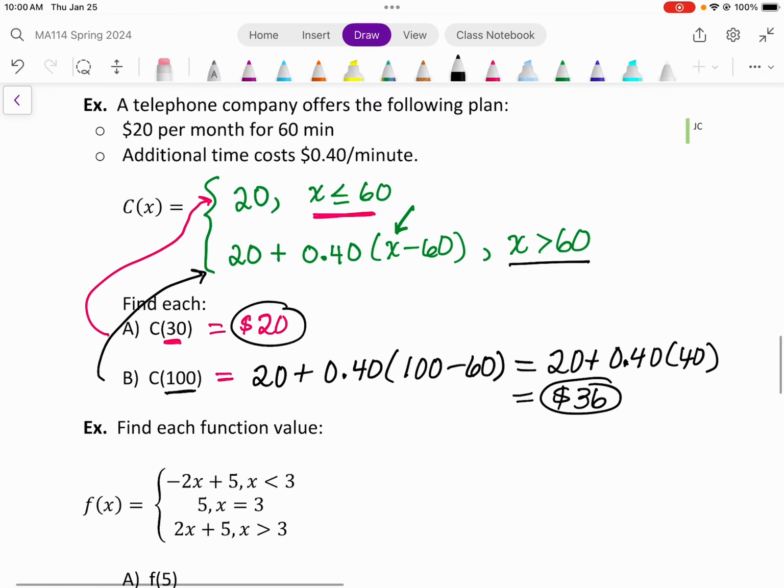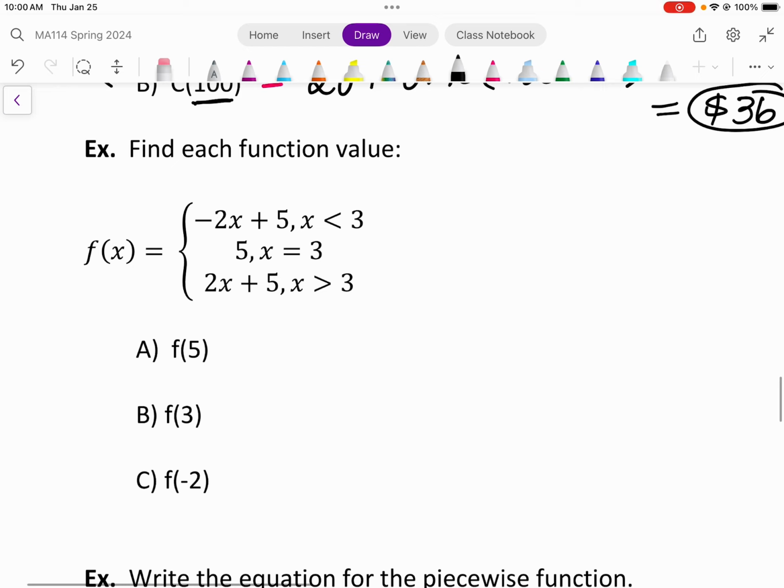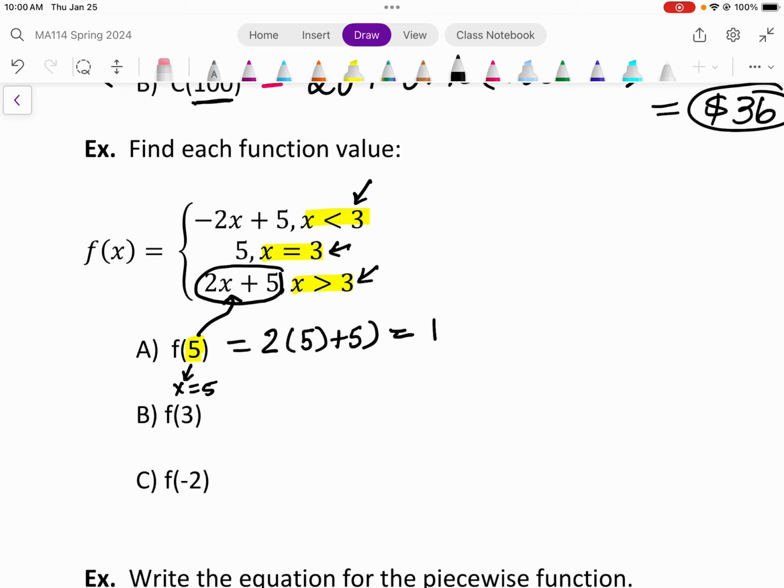Okay, so there's a word problem with the piecewise function, and then you have just these ordinary problems. This piecewise function has 3 parts. We have a part for when x is less than 3, x equals 3, and x is greater than 3. So the first thing you're going to do is look at the 5. 5 is an x value, so this is just saying x equals 5. Is 5 in this group, or this group? So 5 is greater than 3, so I will be using this function, 2 times 5 plus 5. So the 5's going in right there, and that's 15.